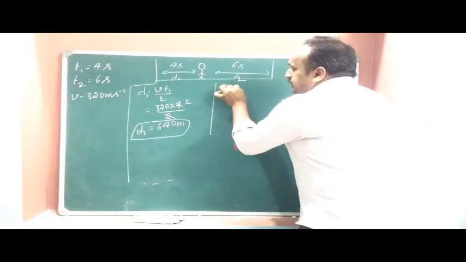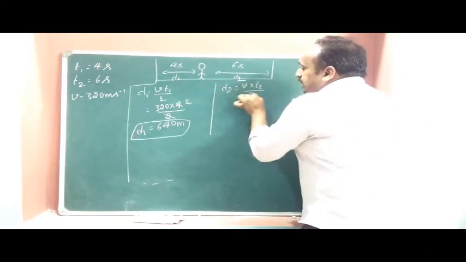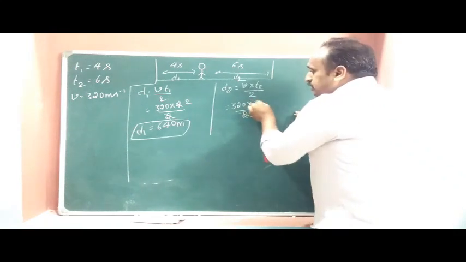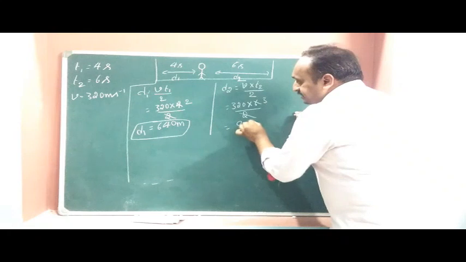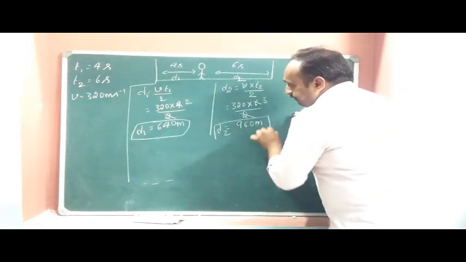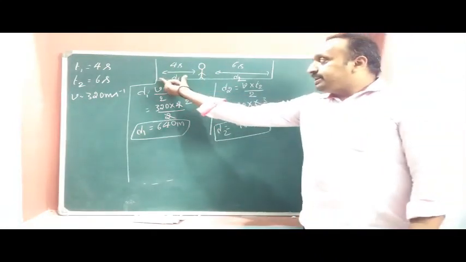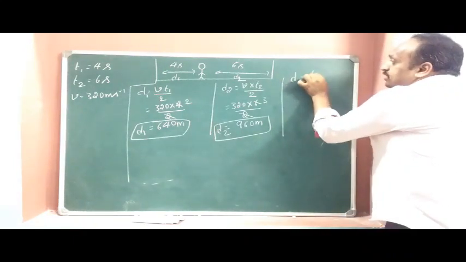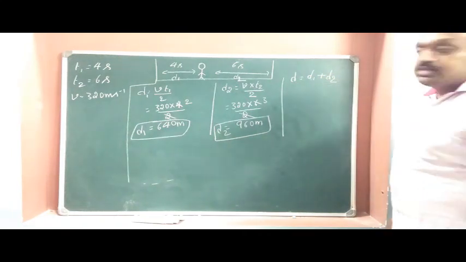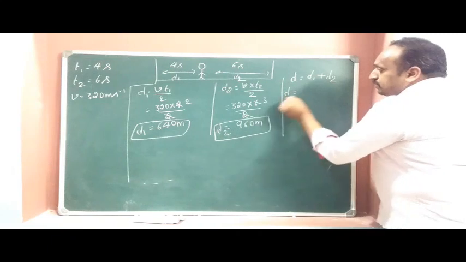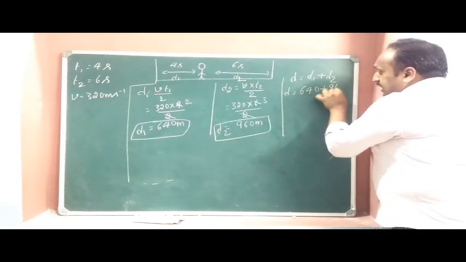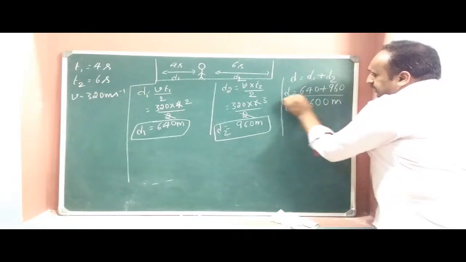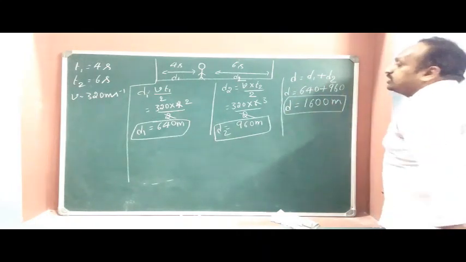Now we find the other distance d2. So d2 equals V into t2 by 2. So 320 into 6 divided by 2. 2 3s are 6, so it is 960 meters, that is d2. So we found d1 and d2. Now we need to find the total distance between the cliffs. So d equals d1 plus d2. Substituting the values, d equals 640 plus 960, which is 1600 meters.